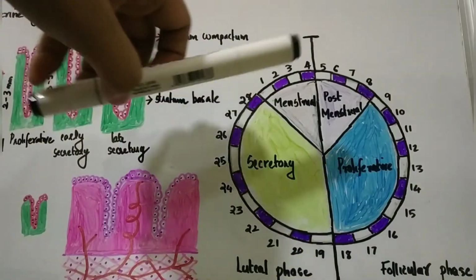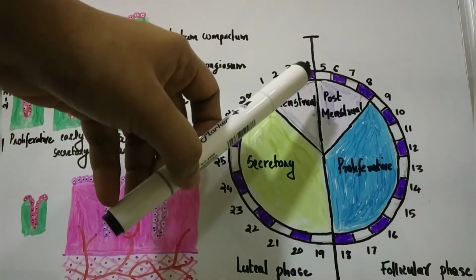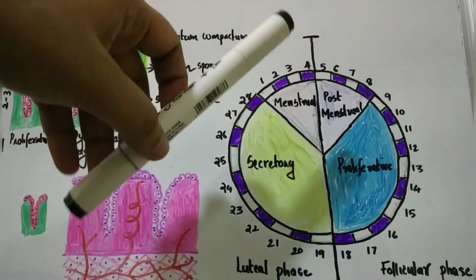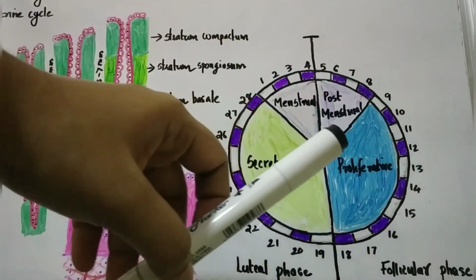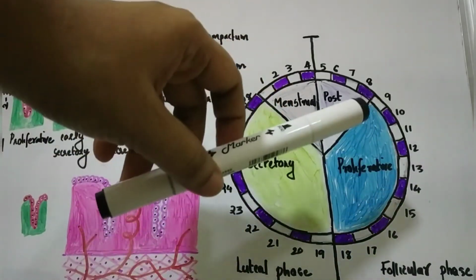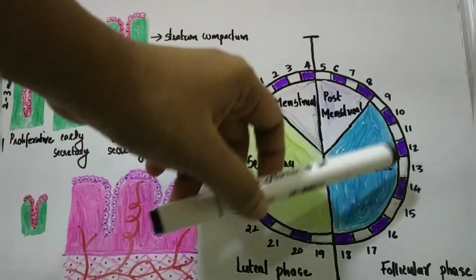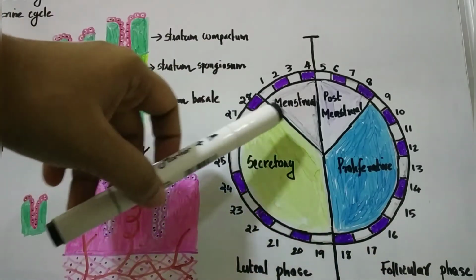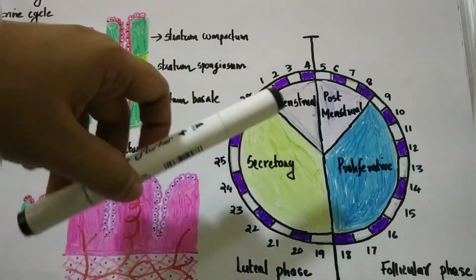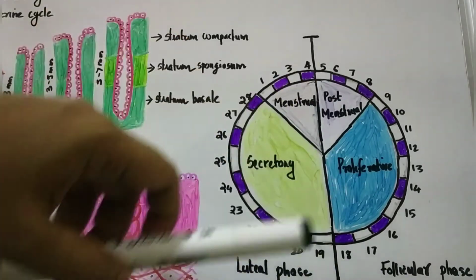These are the 4 stages of the menstrual cycle. The first is the menstrual phase, during which the shedding of the endometrium occurs and the menstrual blood flows. The second is the postmenstrual phase, immediately after the menstrual phase. The third is the proliferative phase, during which the endometrial thickness increases. The fourth is the secretory phase, during which the thickness of the endometrium increases as well as the uterine glands secrete a fluid.